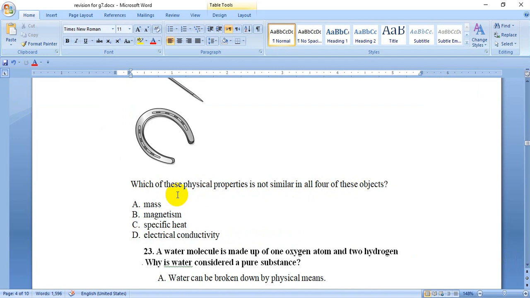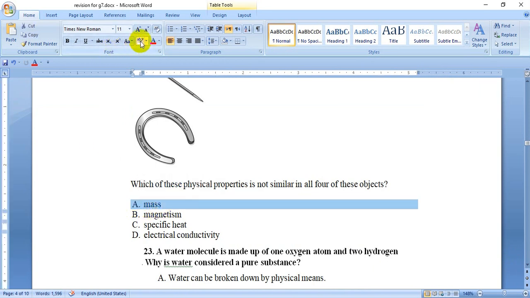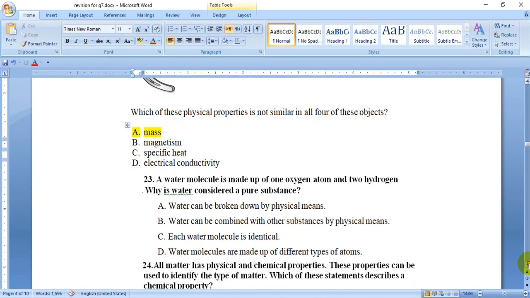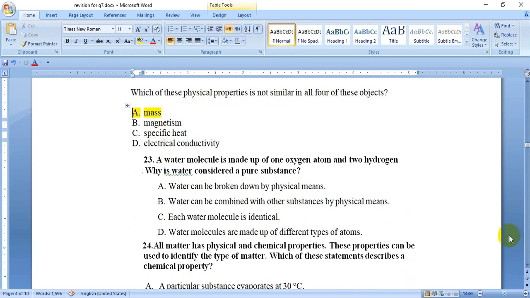They all are made of steel. The only thing that is different between all of them is the mass, because the horseshoe has the biggest mass while the needle has the lowest mass, so they don't have the same mass, but they all are the same in all these 3 properties.